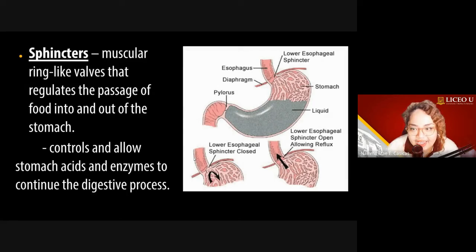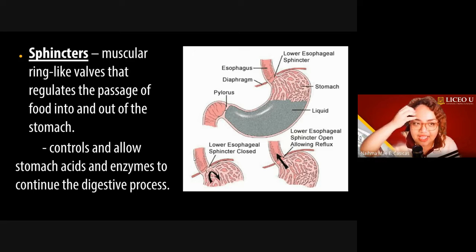And then you have your sphincters. Sphincters are basically like openings, no? Sphincters are muscular ring-like valves that regulate the passage of food into and out of the stomach. Your anus, your poop hole, is basically a sphincter. It's muscular and it can open and it can close. Sphincters basically control and allow stomach acids and enzymes to continue the digestive process.